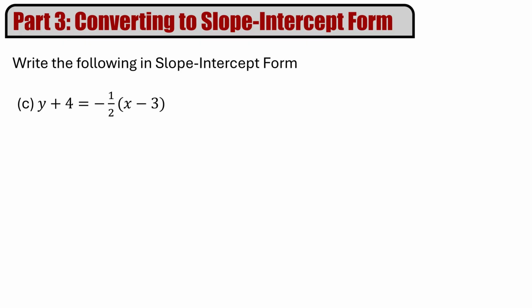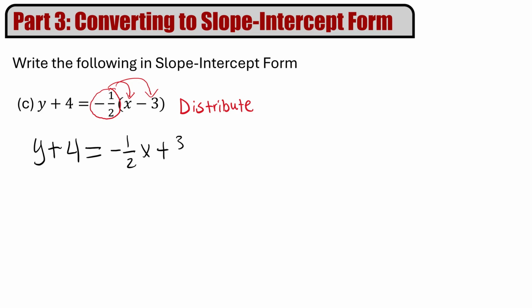Now let's convert this equation into slope-intercept form. We're starting with y plus 4 equals negative 1 half times (x minus 3). Our goal is still to isolate y. First, we distribute the negative 1 half across the expression, x minus 3. When distributing, the negative 1 half will multiply to x and 3. This will become y plus 4 equals negative 1 half x plus 3 halves. Now we want y by itself, so we subtract 4 from both sides.